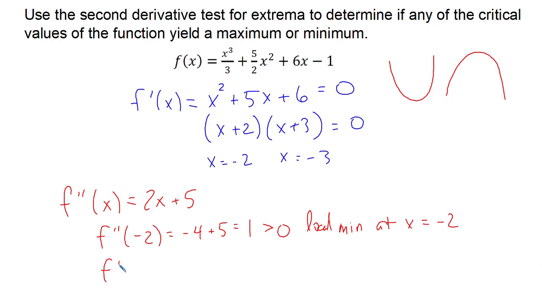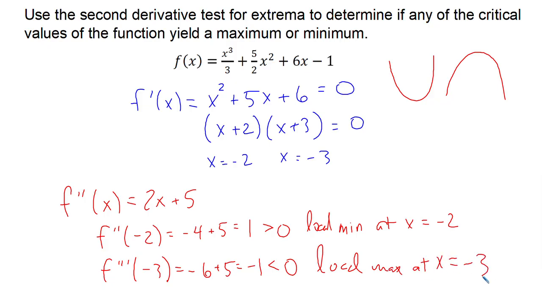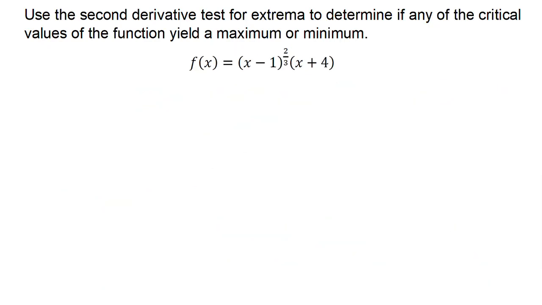And then if we check it at -3, we can see we're going to get -6 plus 5, which is -1, which is less than 0. That tells us that this function is concave down, which tells us we have a local max at x equals -3. So that's going to be our basic process for each of these. Just got a couple of them here. Remember, this only works when the first derivative is equal to 0. It doesn't matter when it's undefined, right? So we can't do this at places where the first derivative is undefined.